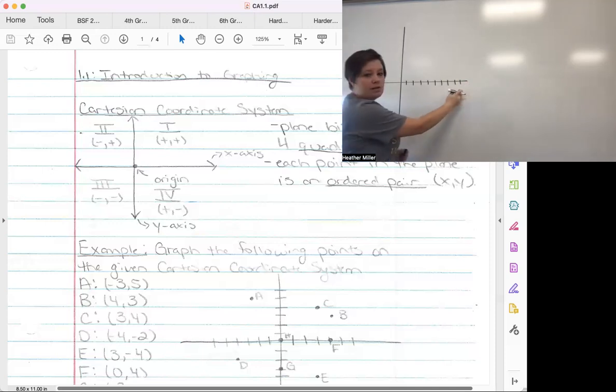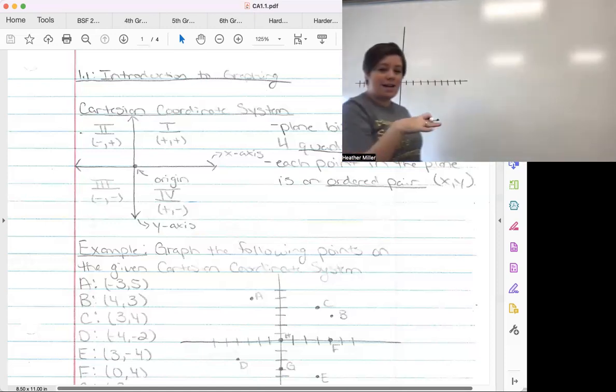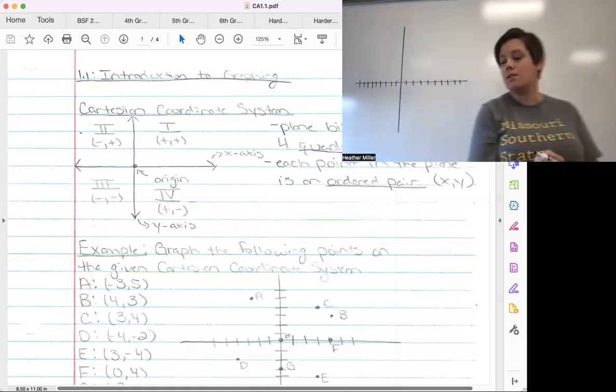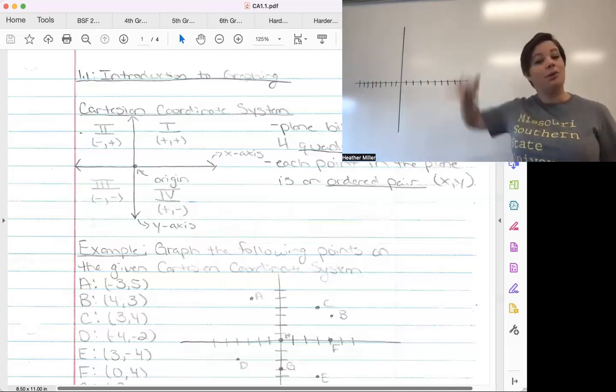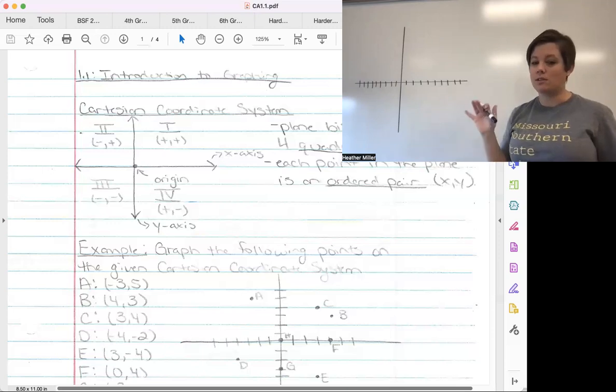But these are getting progressively more positive. They're positive and they get larger. And then 0's in the middle. And then as we move to the left, we have our negative numbers: -1, -2, -3, so on and so forth. So they get more negative as we move to the left. That's on our x-axis. And on our y-axis, it works the same way, only we're going vertically instead of horizontally.